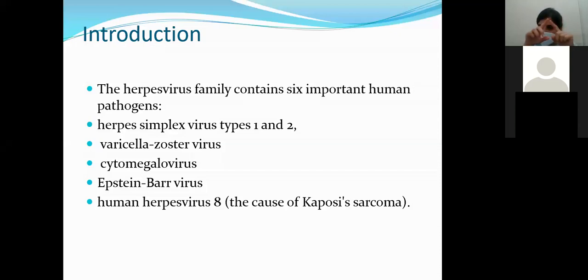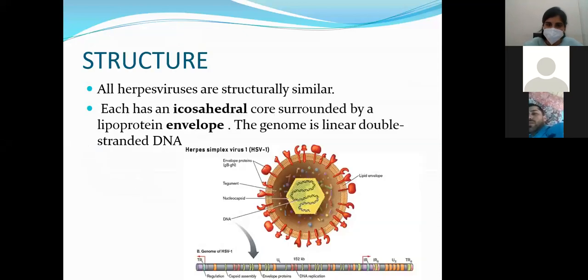They have an envelope around their surfaces. They have an icosahedral core surrounded by the lipoprotein envelope. This outer part, son, is the envelope. This is the nucleocapsid, and this is the double-stranded DNA.